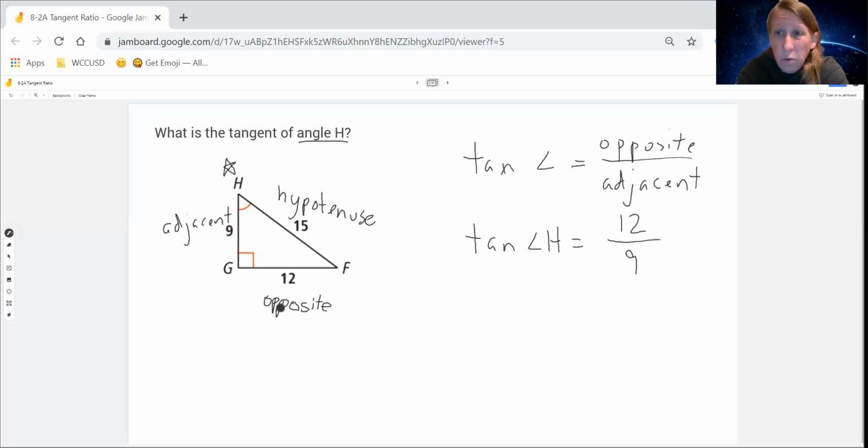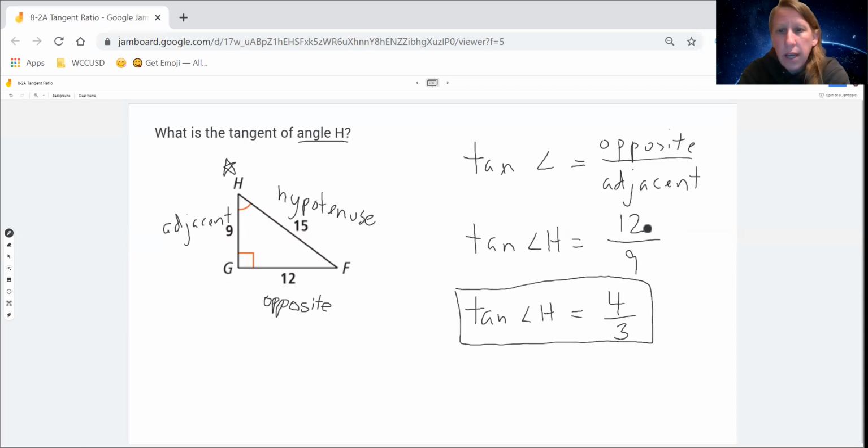You could just put 12 over 9, and that would be fine. If you want to do a little bit more, you can simplify 12 over 9 because they both have a 3 inside. 12 divided by 3 is 4, and 9 divided by 3 is 3. So you could also do that. Both of these would be perfectly good answers.